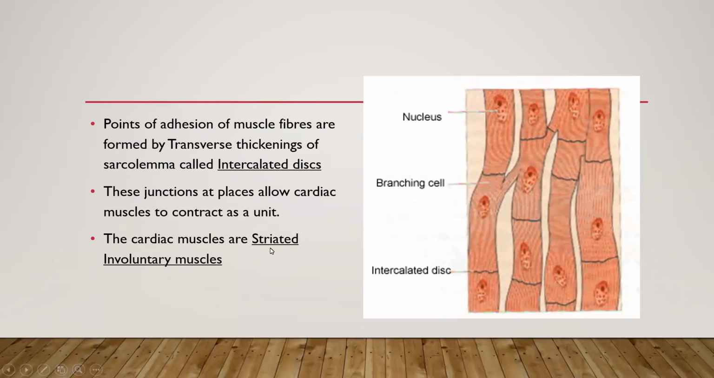The cardiac muscles are striated involuntary muscles. What are cardiac muscles? They are striated. They show dark bands and light bands. If we see the myofibrils, they show dark band and light band. So they are striated and they are involuntary muscles. Involuntary means the contraction is not under our control. That means we cannot control the heartbeat. So that is called involuntary muscles.